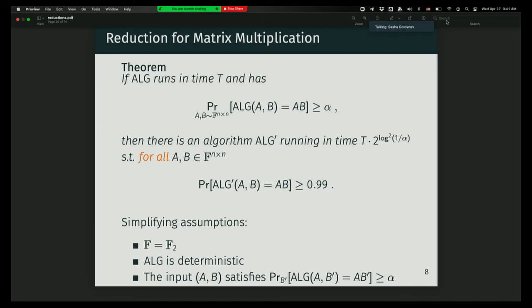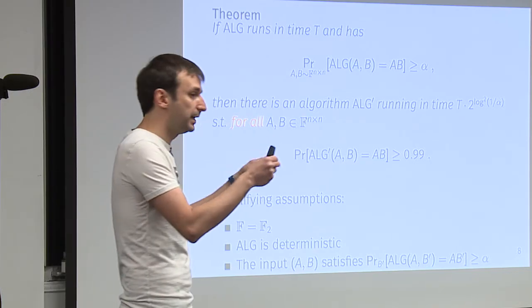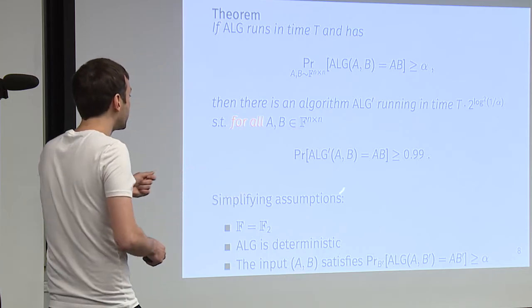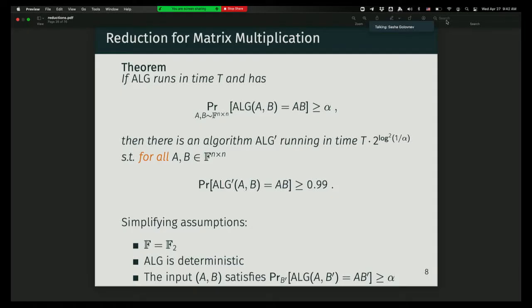And we'll make this simplifying assumption. Look, I know that the fraction of pairs which are good, where our algorithm works, is alpha. And we'll be designing an algorithm that works for all A and B. So given A and B, I will tell you how to multiply this A and B. I'll just assume that the A that I received is kind of average A. That is, the fraction of B's that are good for this A is at least alpha.